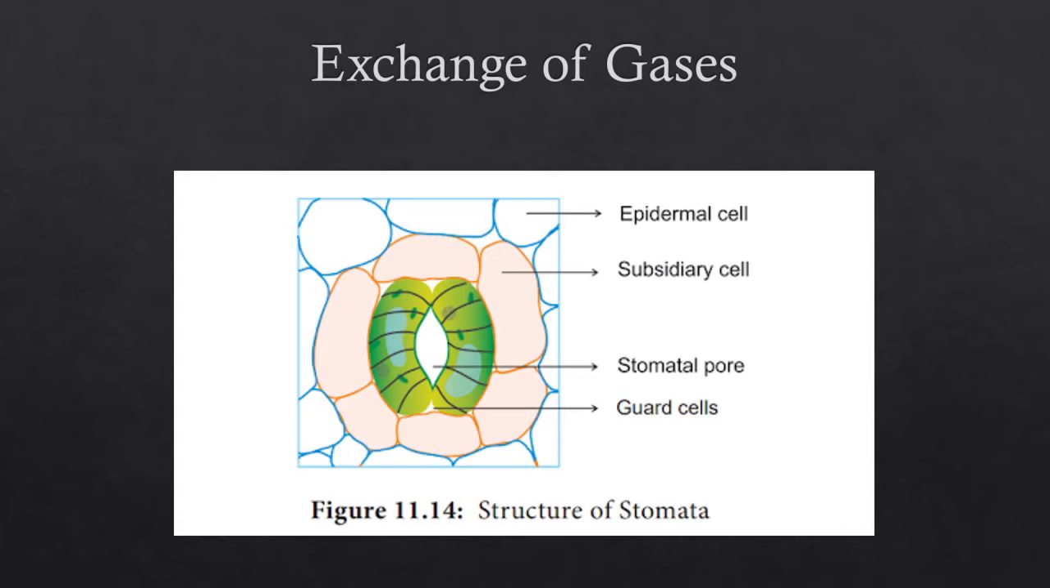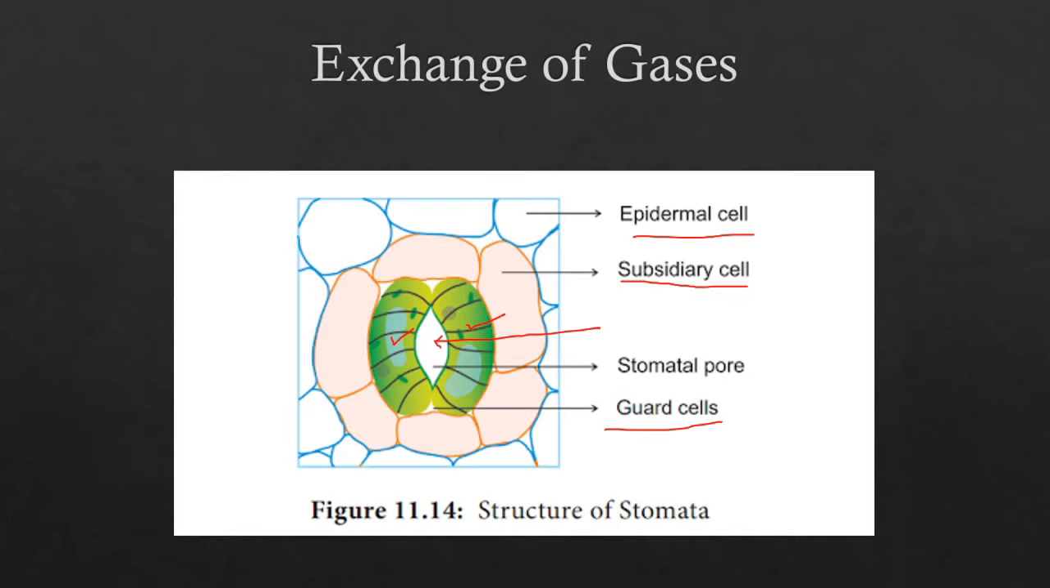Now here you can see the structure. You have a pair of guard cells in the center. This is your guard cells, and around that you are having subsidiary cells, around which you are going to have the epidermal cells. Now these guard cells together form the space or this pore. It is called stomatal pore or stomatal aperture, or simply stomata. Now when it is in an open condition, the exchange of gases is possible, but when it is in closed condition, the exchange of gases is simply not possible.